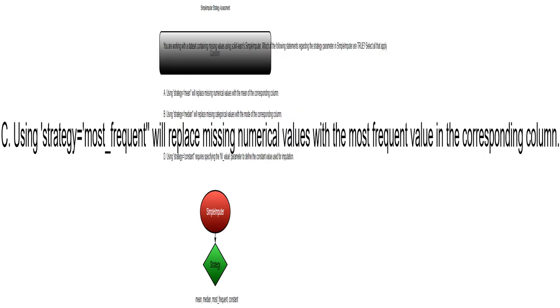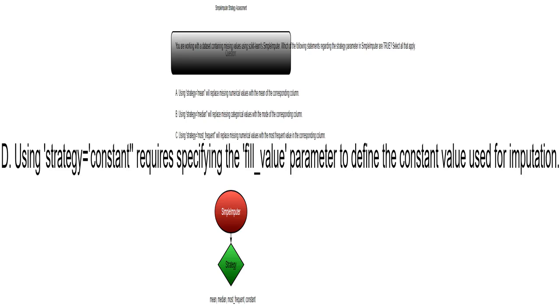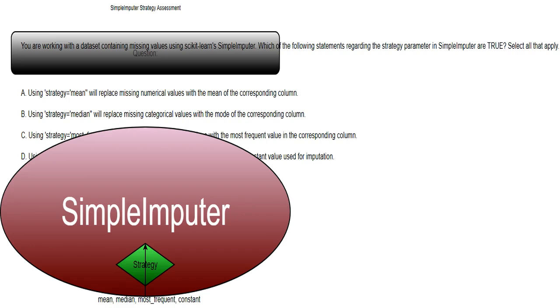This refers to the SIMPLEIMPUTER class in Sklearn, a handy tool for handling missing values in your datasets. This is the parameter within the SIMPLEIMPUTER class that tells it how you want to replace missing values, such as with the average, mean, middle value, median, or most frequent value, most_frequent. These are the 4 main choices you have for the strategy parameter in SIMPLEIMPUTER. Each one uses a different approach to filling in missing data points.